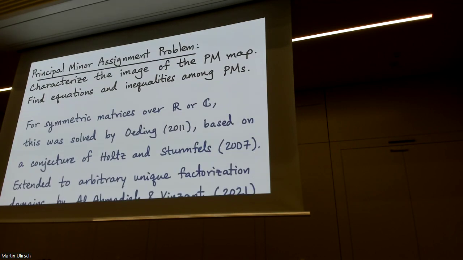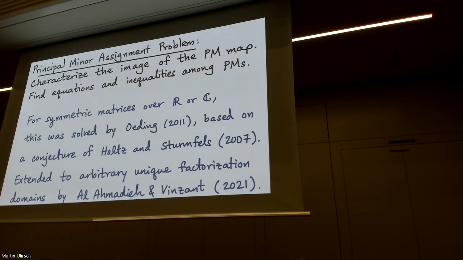In other words, what are the relations, equations, and inequalities among the principal minors? There are many variations of these problems. Of course, they are symmetric, skew-symmetric, general, positive definite, and so on, over which field, over which ring. There are many variations, so I just mentioned a few related results.